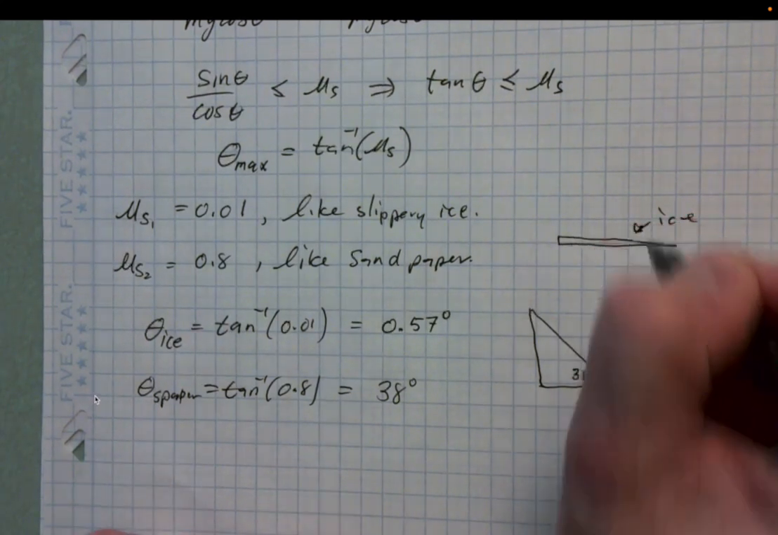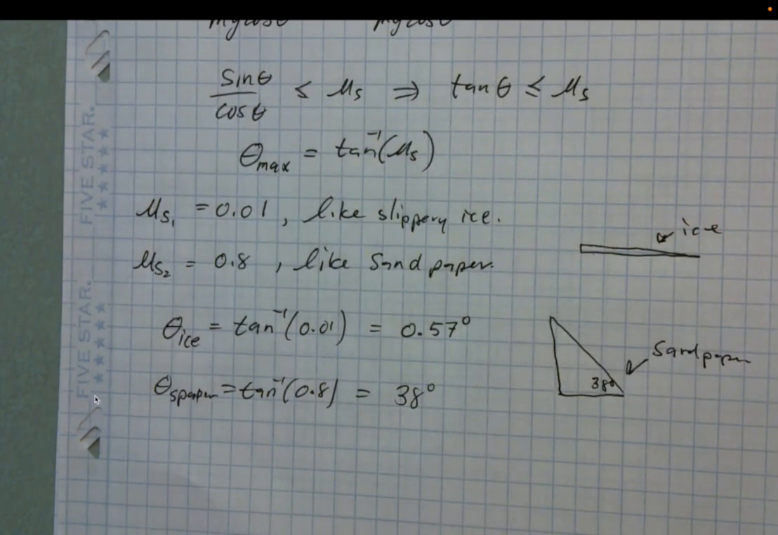So you can see how different that static coefficient is in practice. As you crank up that mu, you get very, very different scenarios. Okay, so that was a good example.